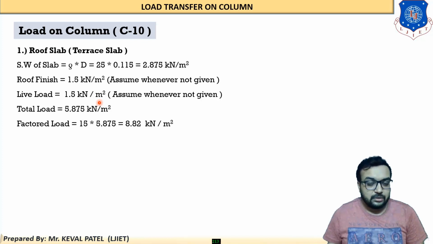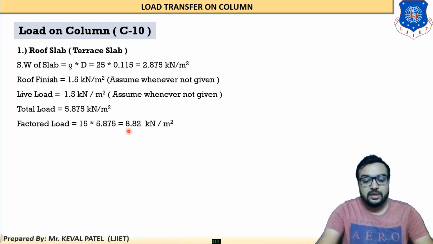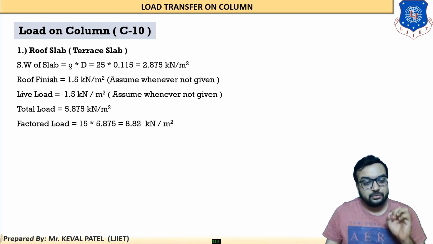So now we have to total all the loads. The total load is 5.875, but this is an unfactored load. So we have to find the factored load by multiplying by the factor of safety. Factor of safety is 1.5. 1.5 into 5.875 is equal to 8.82 kilonewton per meter square. So this is the roof slab load.